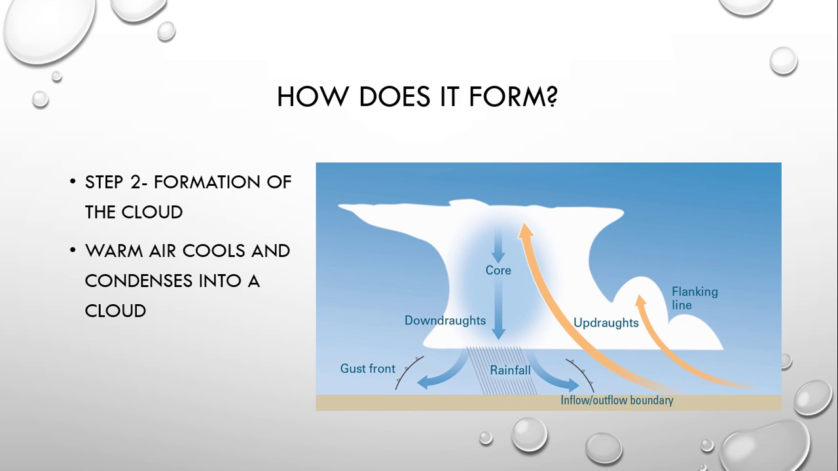Step two is the formation of the cloud. The air eventually gets to a height where water vapor begins to cool and it condenses along with the heat that it brought. All of that condensing becomes the cloud.